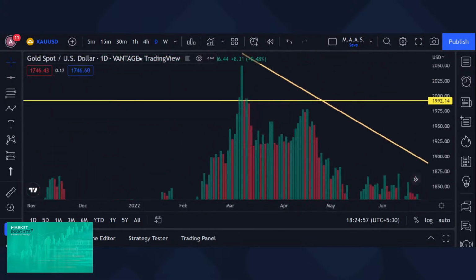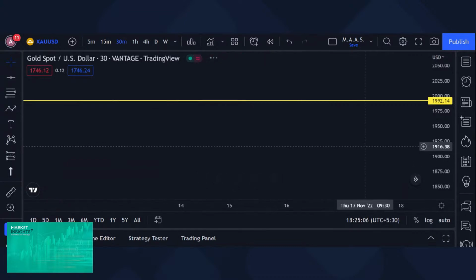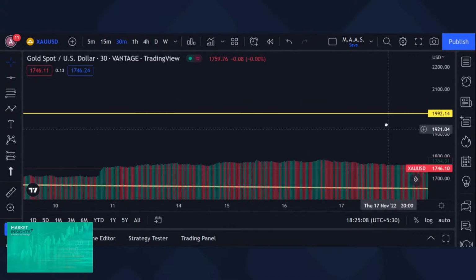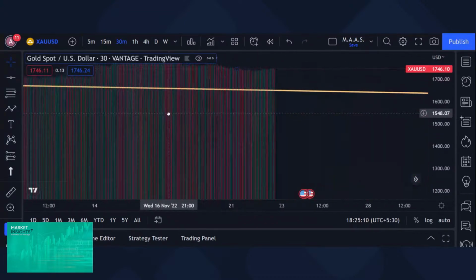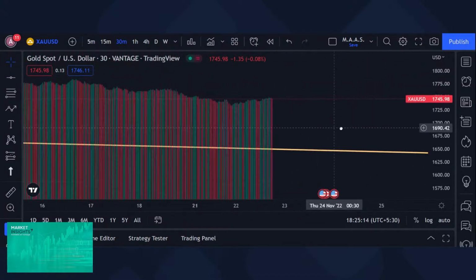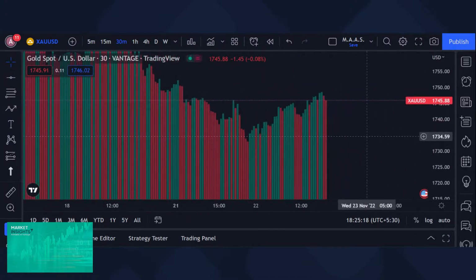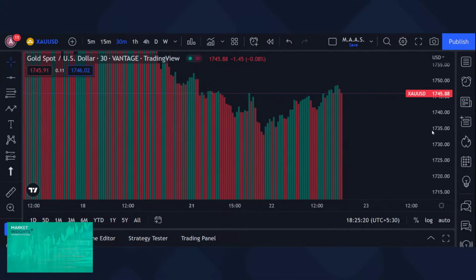Now we have kept it on a daily chart. That is why we are seeing certain movements. If we go down to smaller charts, it will make even more sense where the prices are heading.